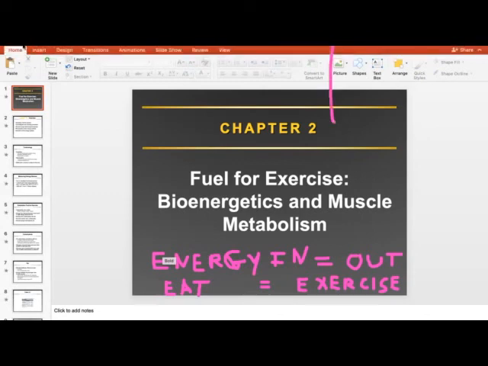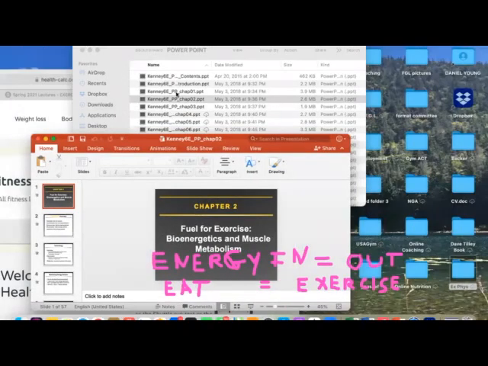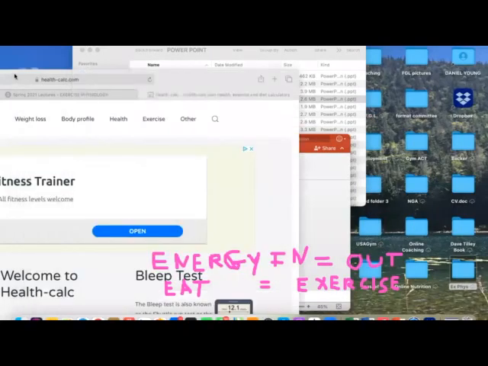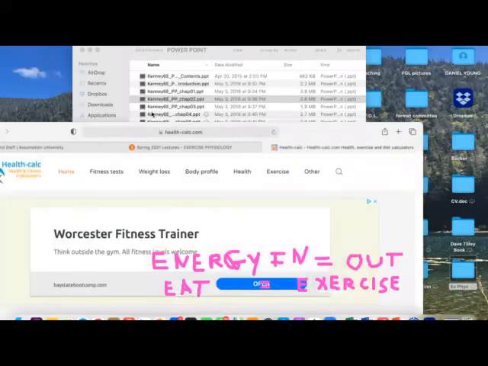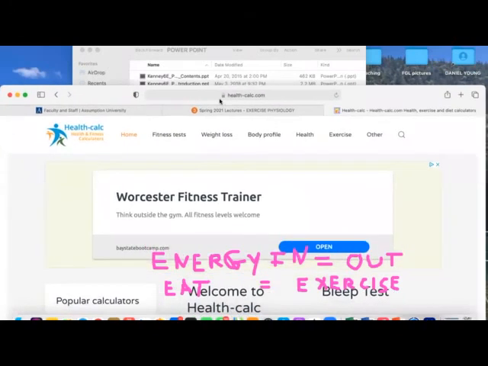Let me go like this. Whoops. Let me undo that and go to the mouse and go here. And we'll go to health-calc.com. One second. So that's a pretty cool website here.